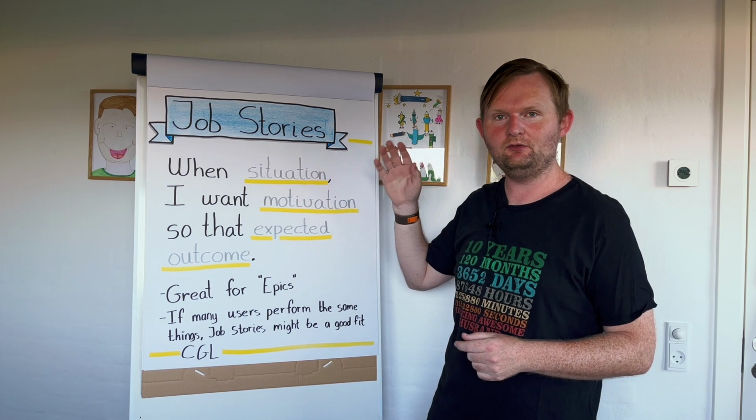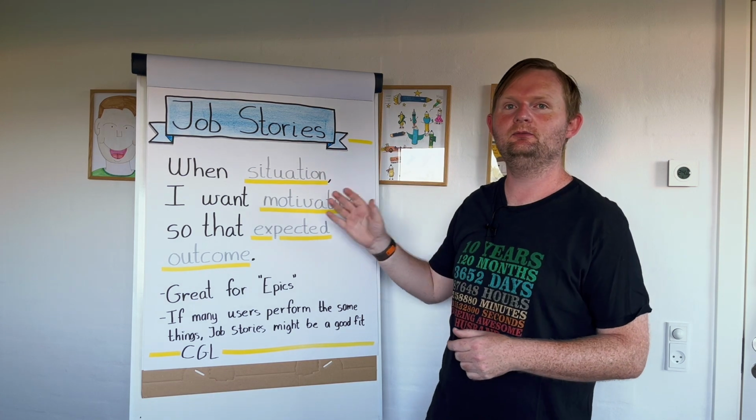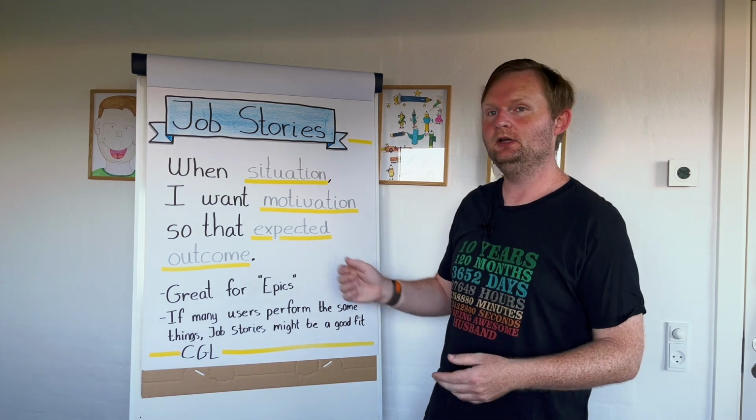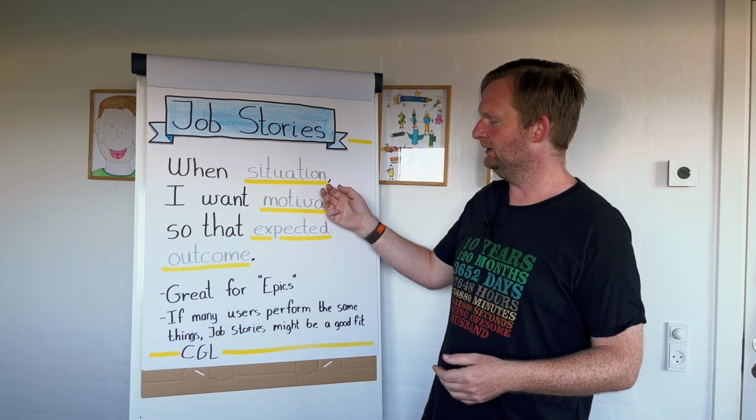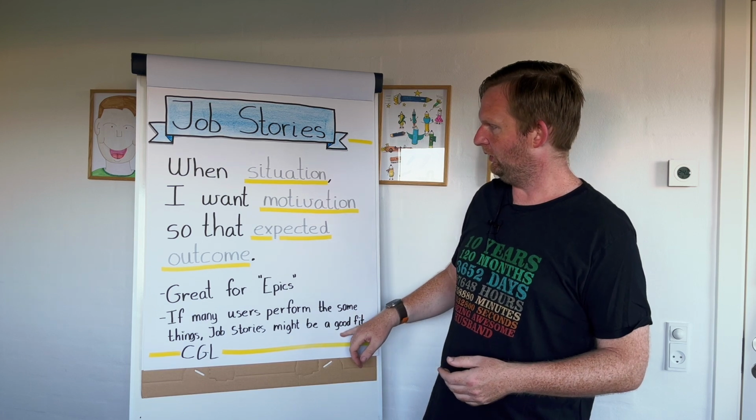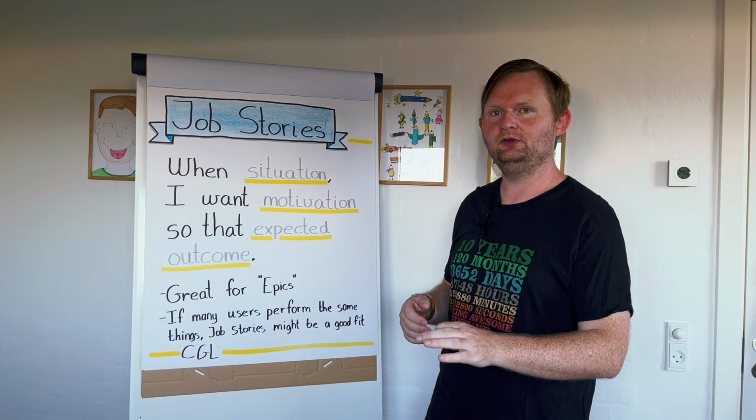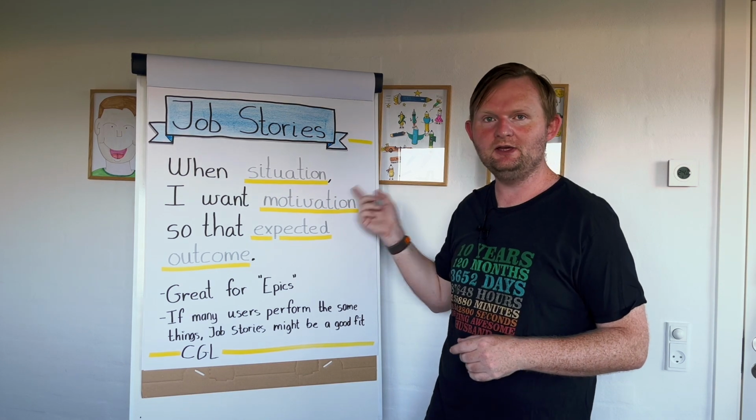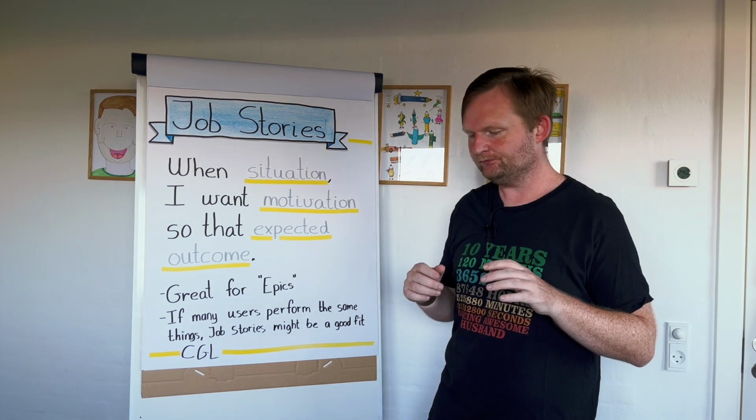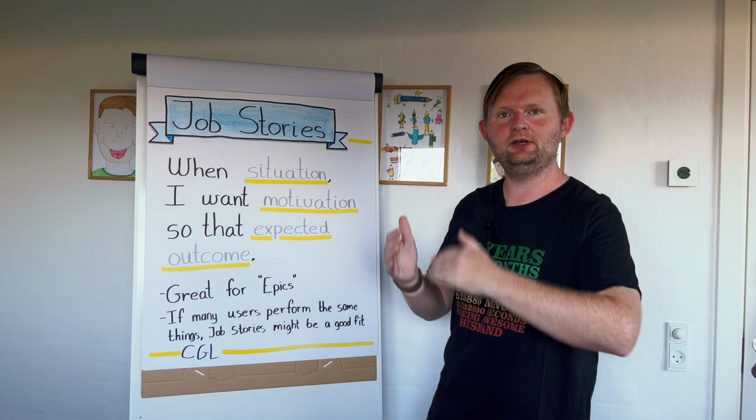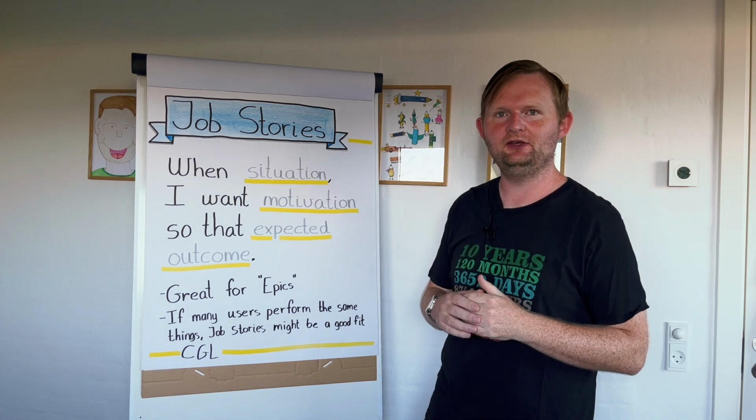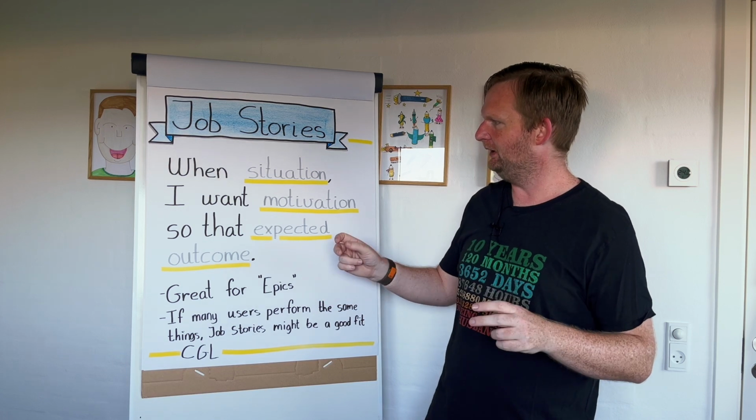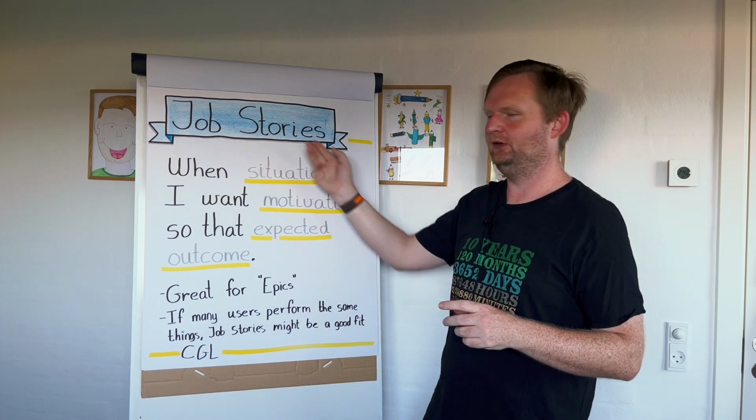But the strength is if you have many different types of users, many different types of personas doing the same thing, wanting the same outcome, then job stories can be a really great way of doing it, because we don't center it around the user, we center it around, again, this expected outcome, and we also have the motivation, so we can talk about it and use it for prioritization. And it's great for epics because it's often a bigger situation.